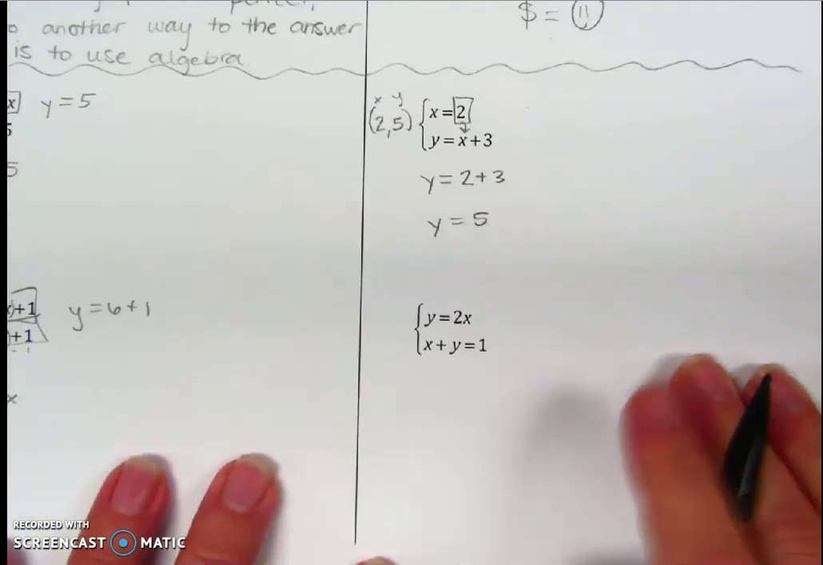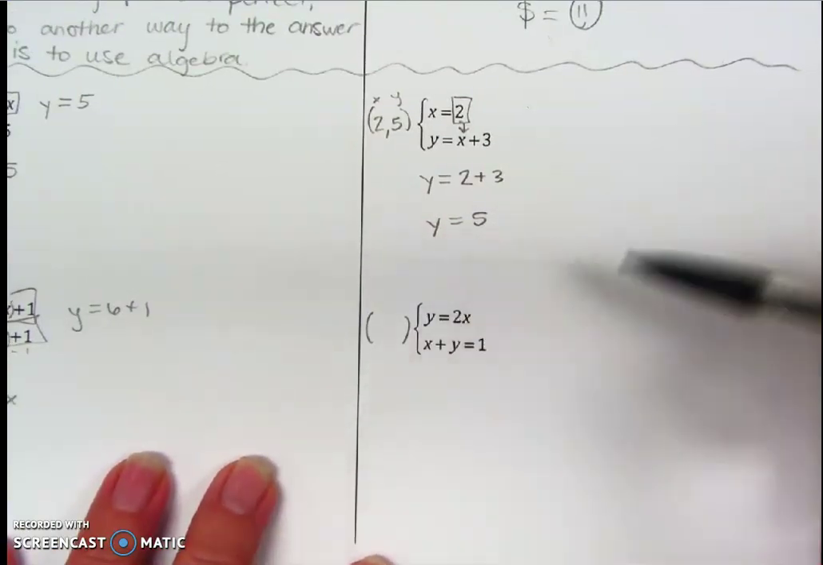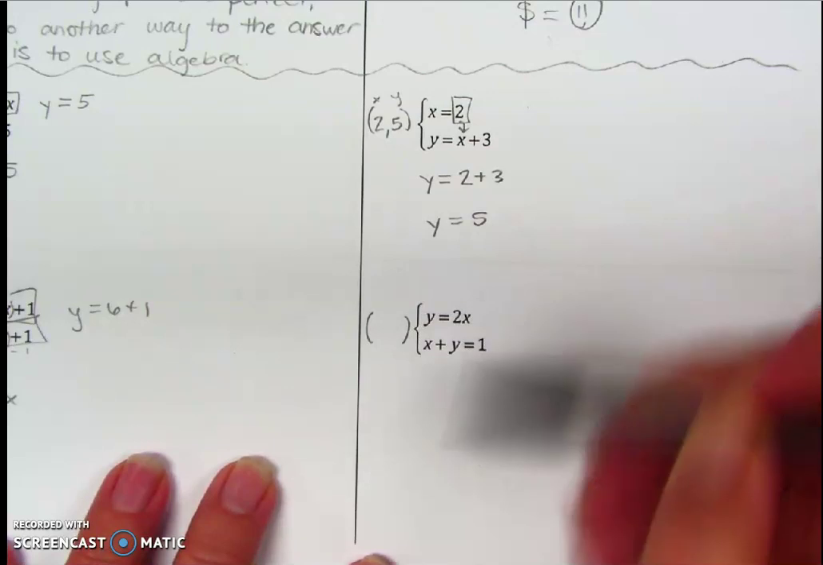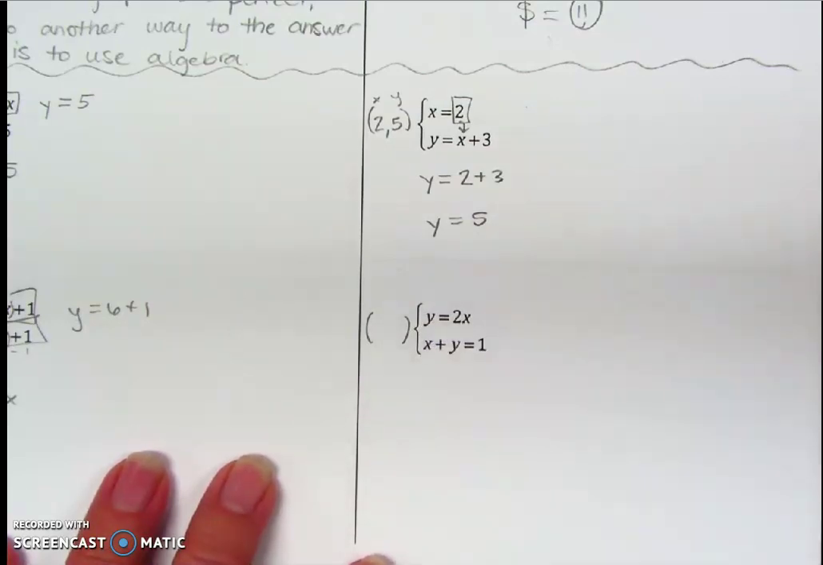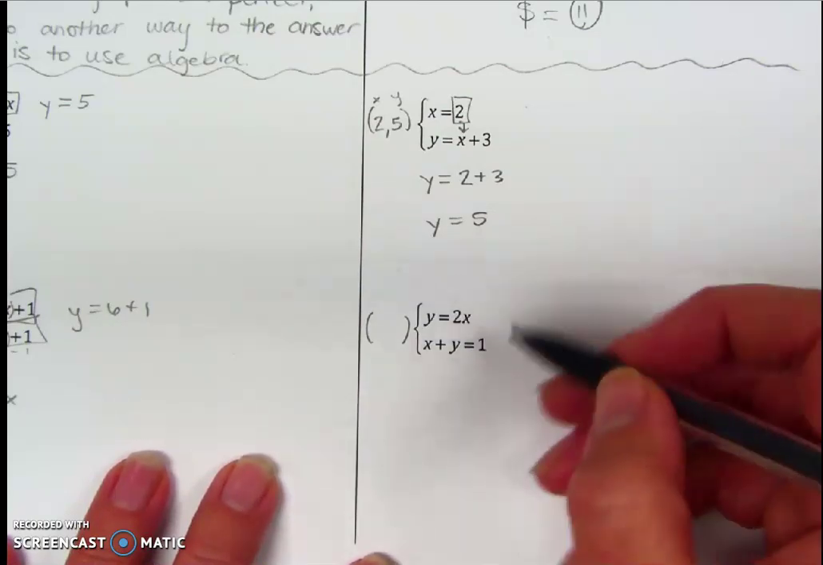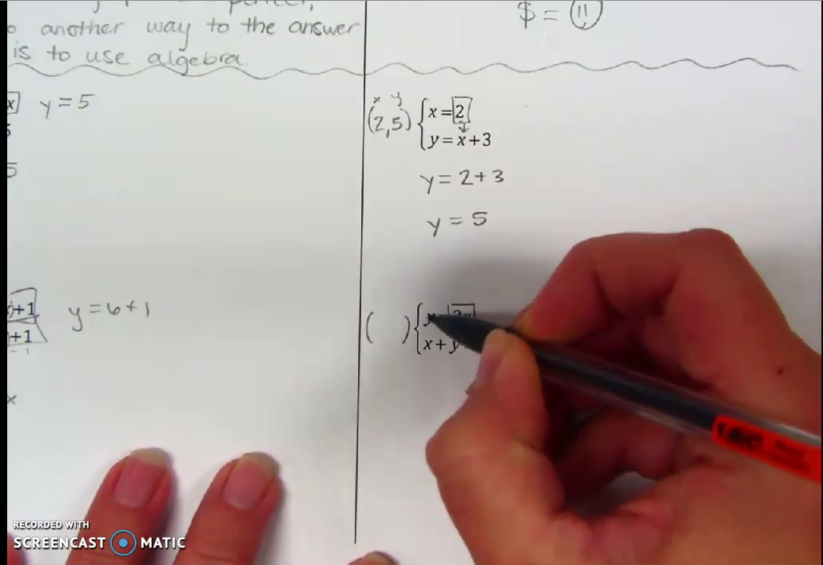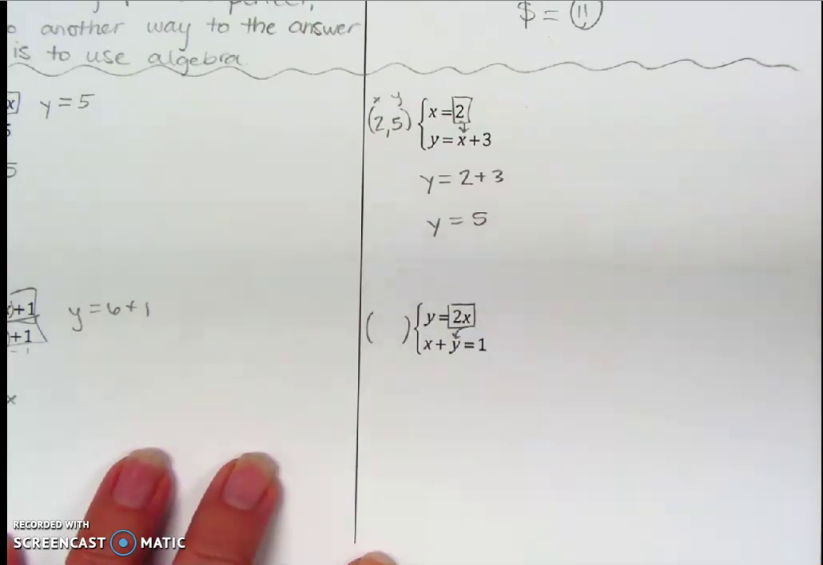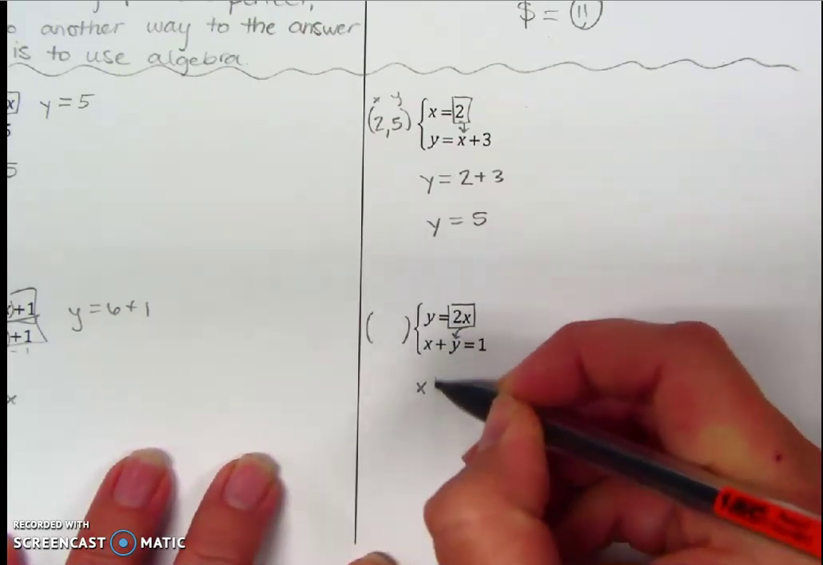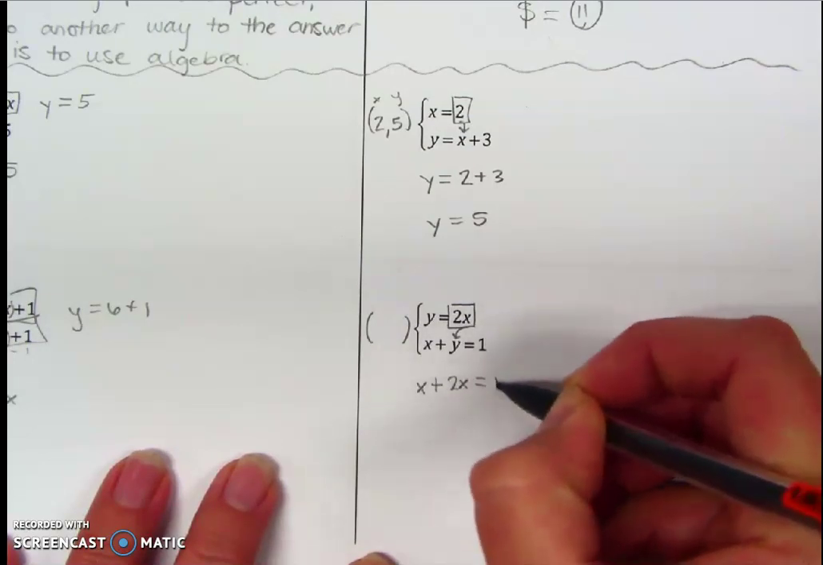All right, let's look at this one. Again, we're looking for an ordered pair. This time, we see y is equal to 2x, and x plus y is equal to 1. So is there something I could exchange out of here? Well, I do see a y by itself right here. Y, they're telling me, is equal to 2x. So if y is the same thing as 2x, then I could replace that y for a 2x. So that means I could write this as x plus 2x equals 1.